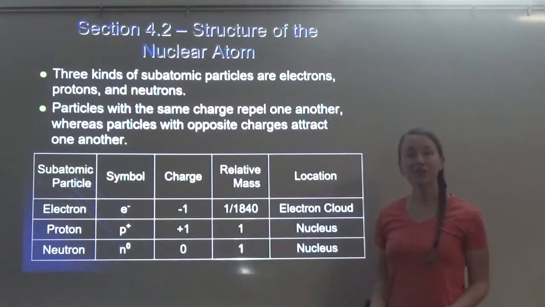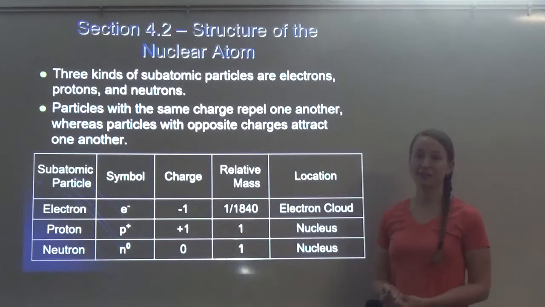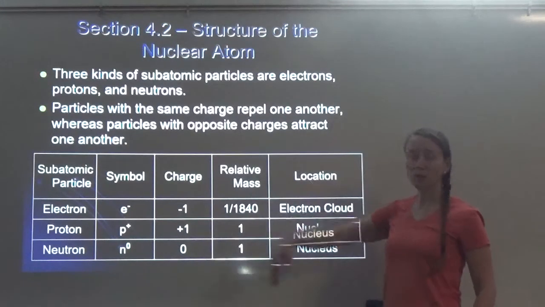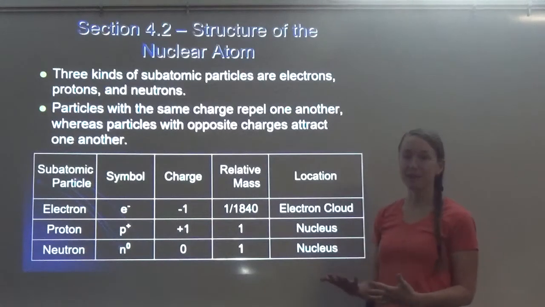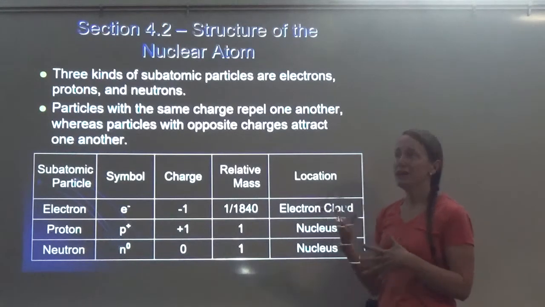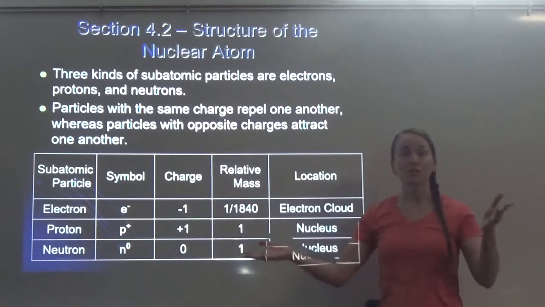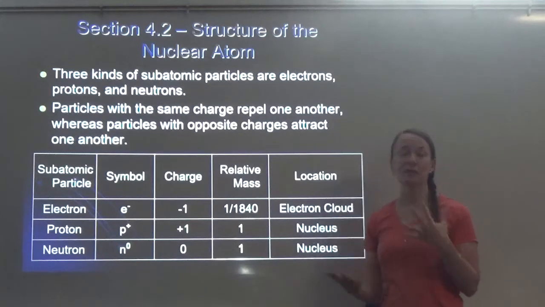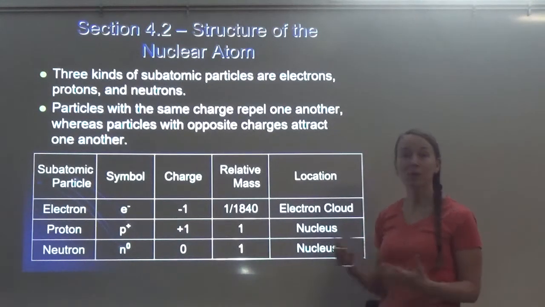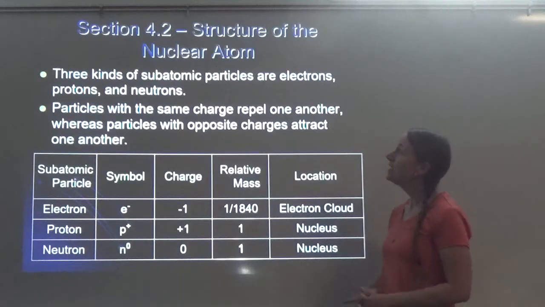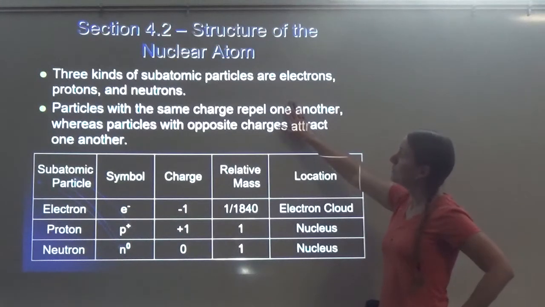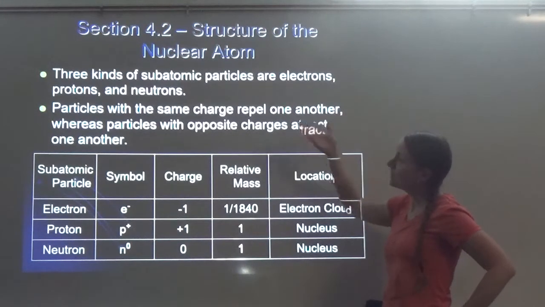So this is the Honors Chemistry Section 4.2 lesson video. And so we're going to dive a little deeper into the parts of the atom and kind of how what an atom looks like was actually discovered. Since we couldn't see one, we kind of had to do experiments and things like that to determine what an atom actually looks like. So three kinds of subatomic particles are electrons, protons, and neutrons.